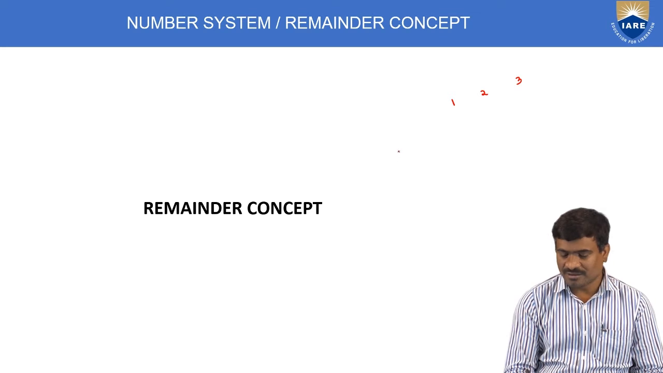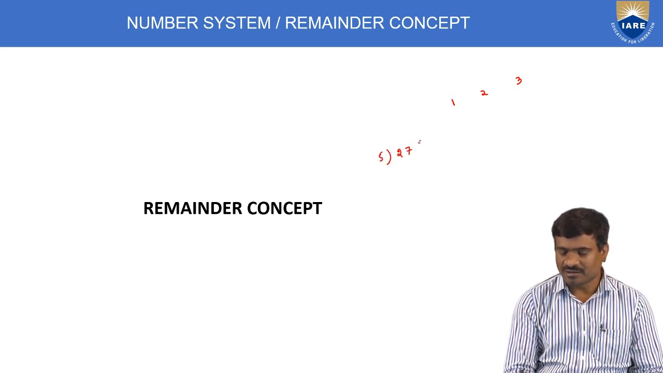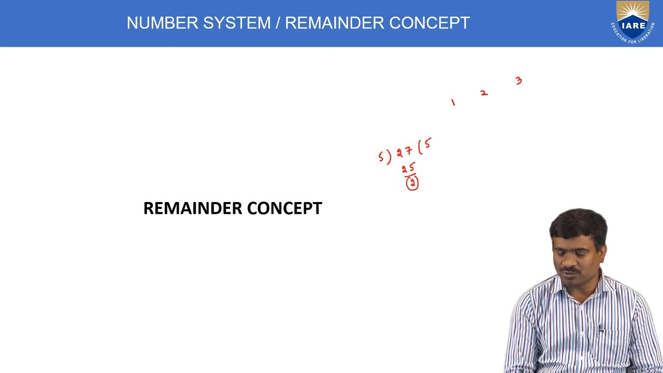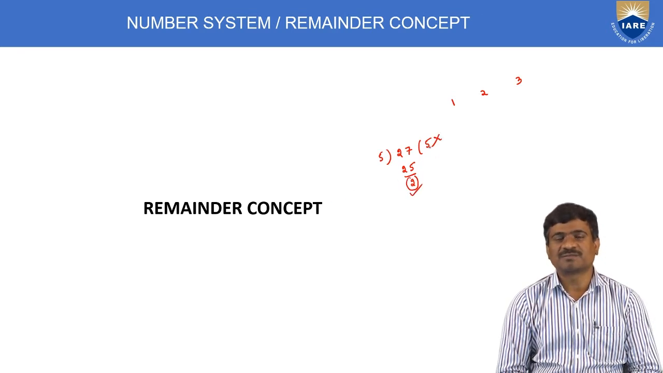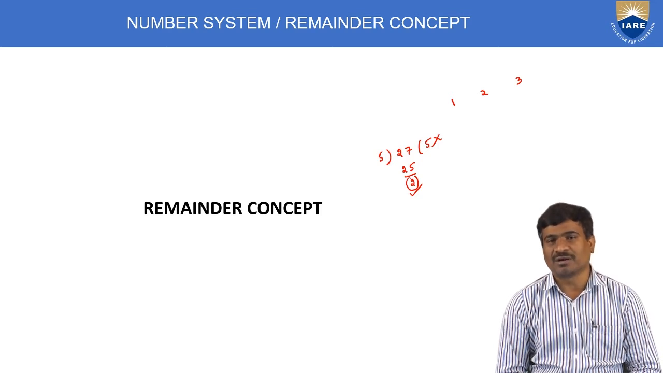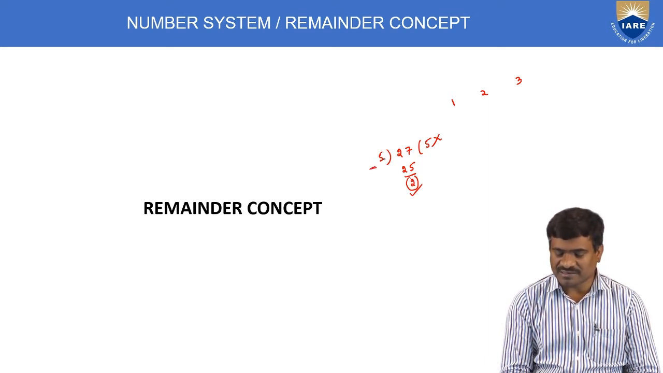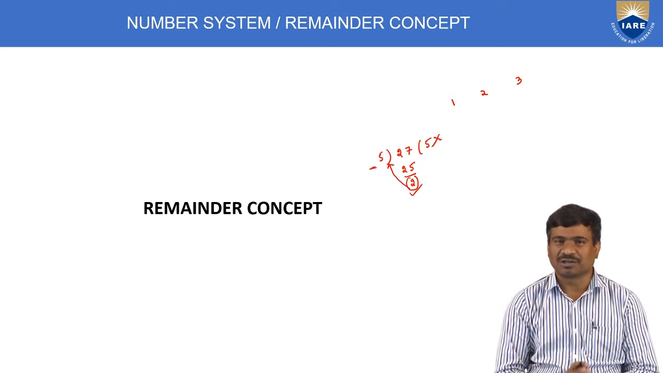Example, 27 divided by 5. General method, 5 into 5, remainder 2. Here we calculate only the remainder but not the quotient. This concept is called the remainder concept. Condition: the remainder is always less than the divisor. If it is divisible by 5, the remainder should be less than 5. Only one condition.